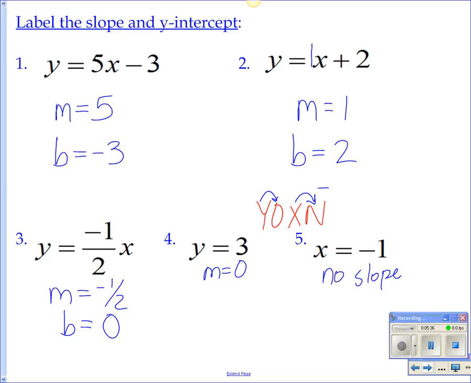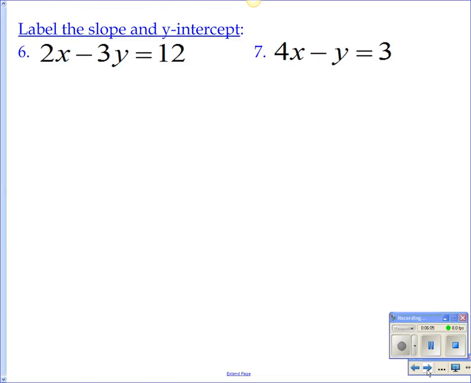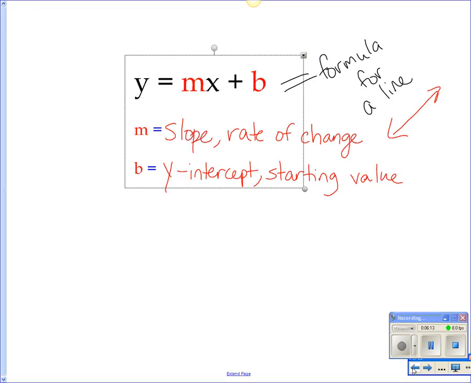So let me say what this means again. Yoxen tells you that if you're missing a letter, you have to be missing a letter to even use this. So here you're missing the x. So when you go up here, y is going to be 0 slope. Over here you're missing a y. So you look up here, x is going to be no slope. Okay. Anybody have a question? Okay. If you look at 6 and 7, they're not in the right format yet. Let's go back to the original page. The formula is what? What's the formula?